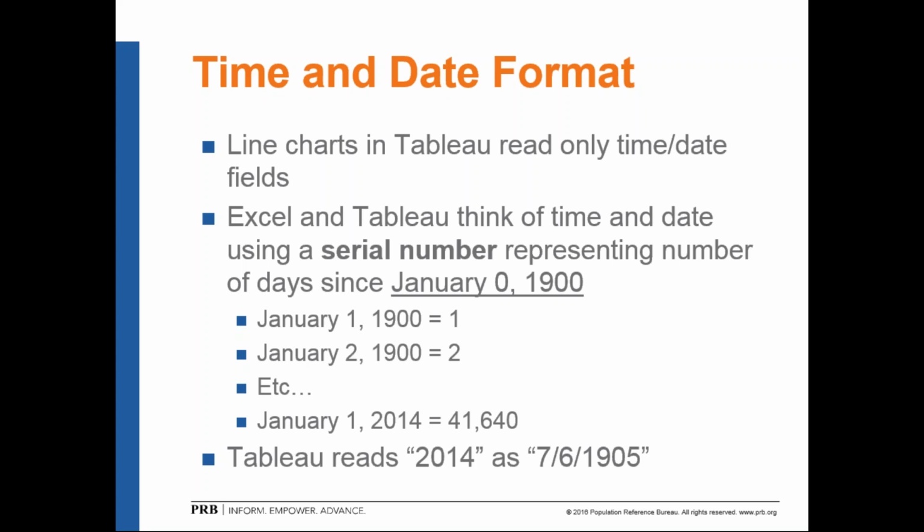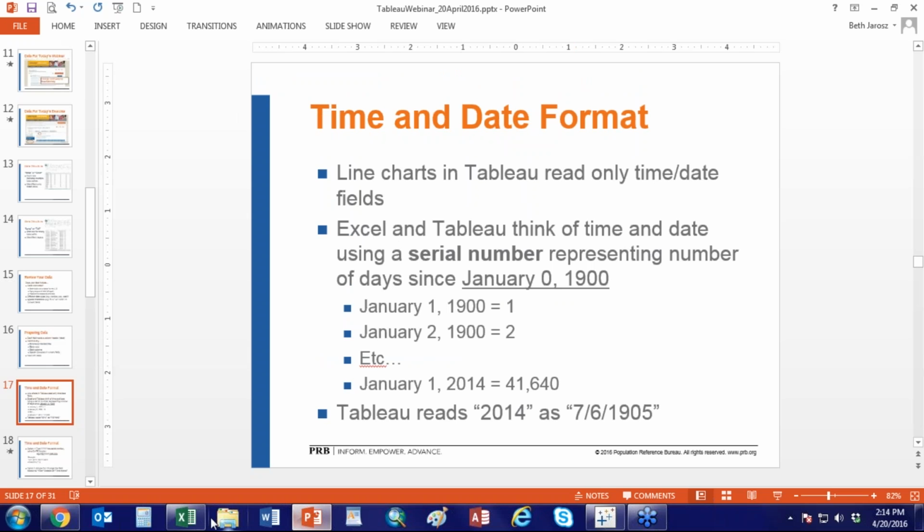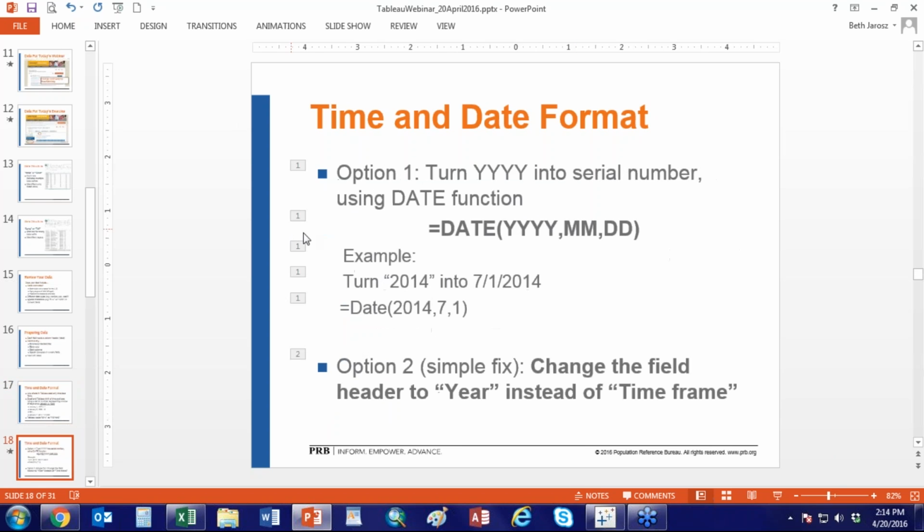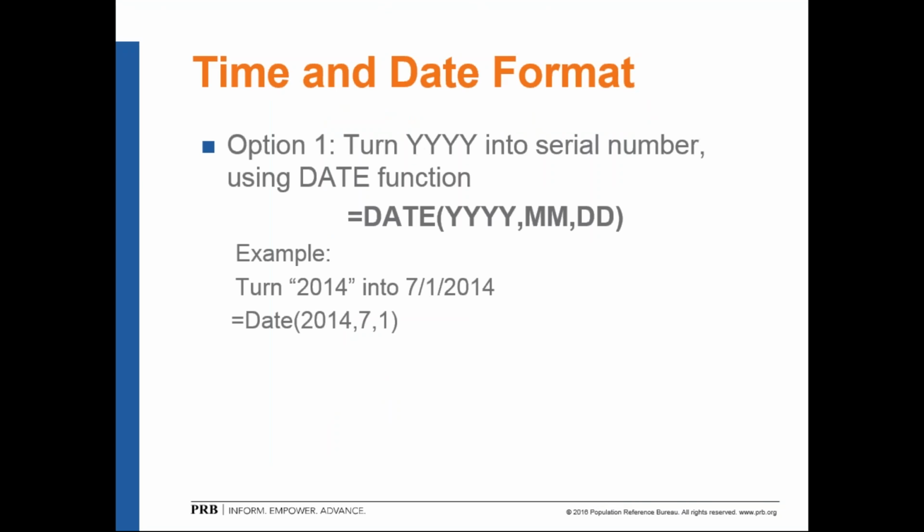41,640. And so if we load the data straight from the Kids Count Data Center into Tableau and it sees the number 2014, it's going to think you're talking about something that happened in July of 1905, which is not exactly what we want. And so there are two ways we can deal with that. One of which is to use the date function, which is equals date, the year, the 4-digit year number, comma, the 2-digit month number, and I would recommend using either January or July here for this annual data, and then the day, so 01 again.